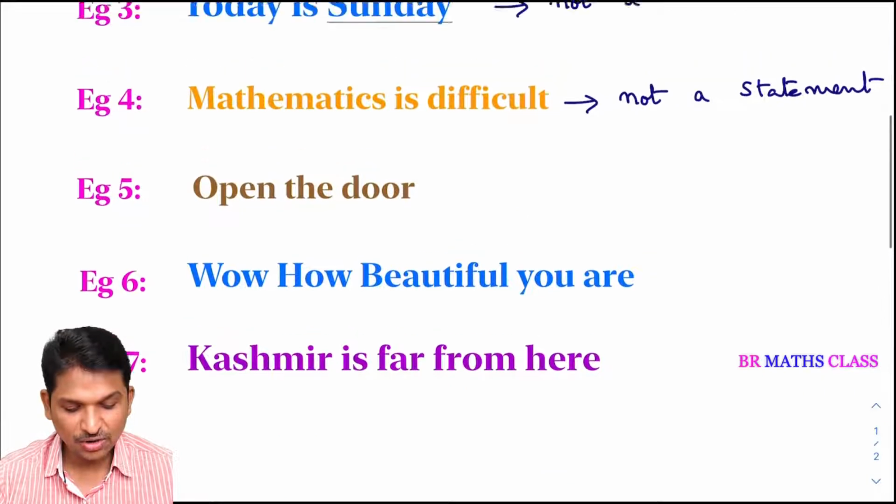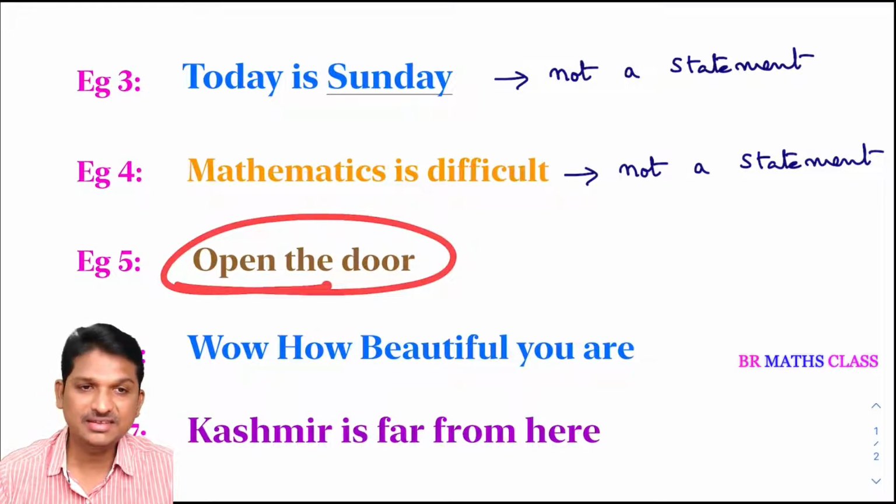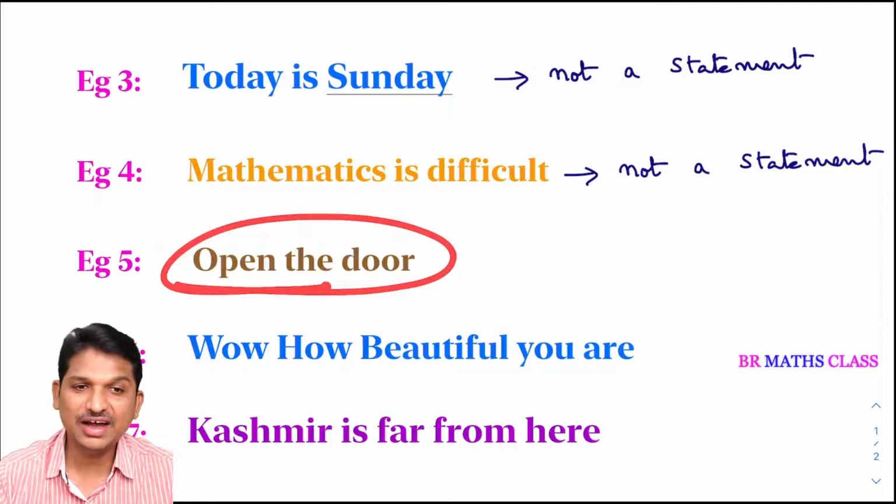Okay. Now, look here, this is a sentence. Open the door. It is a sentence. Is it true or false? What is there in this to check true or false? Open the door is an order. Very good, Usha. Open the door is an order.